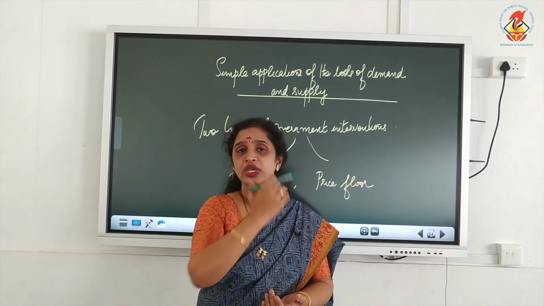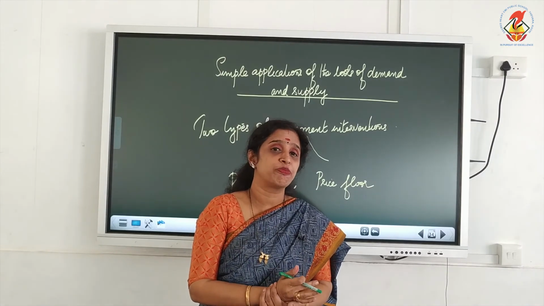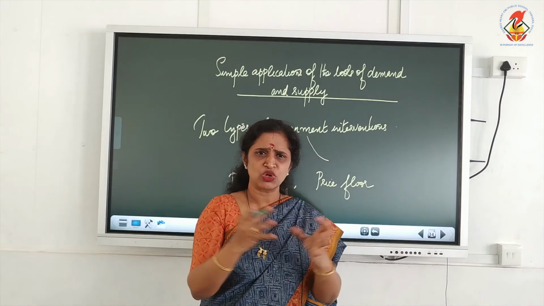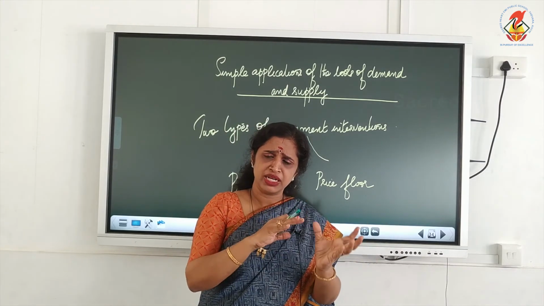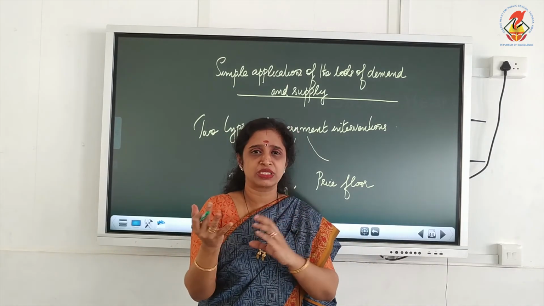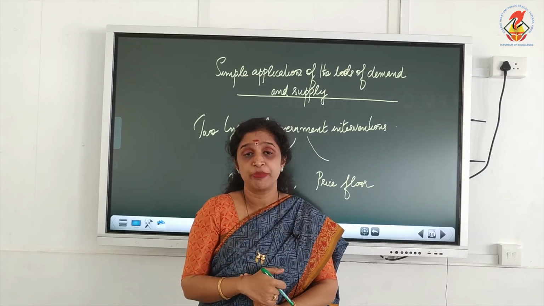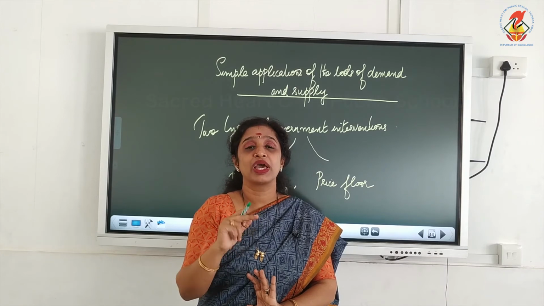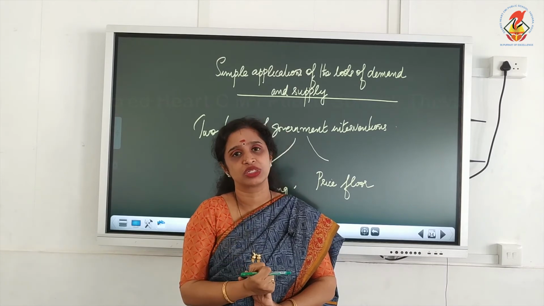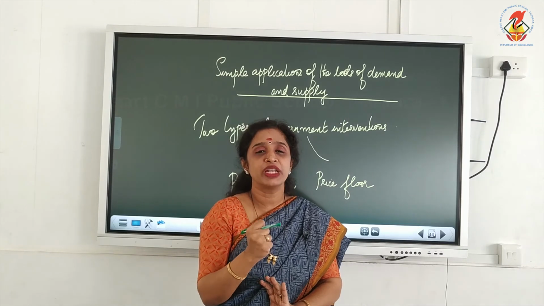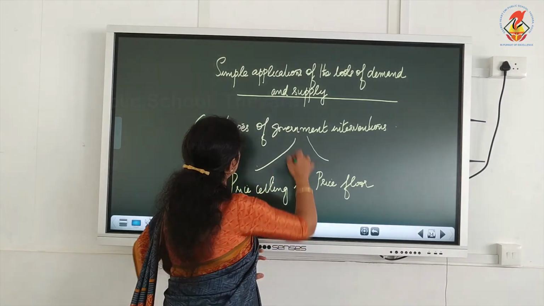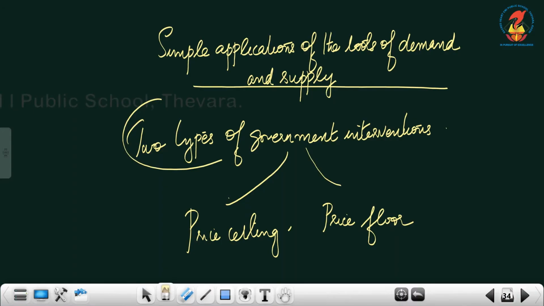Now, I told you the equilibrium price is determined at a point where market demand is equal to market supply. That happens automatically in the market, where demand and supply get adjusted with themselves and bring the equilibrium price. But in some situations, the adjustment of market demand and market supply will not work out. At that time, government has to intervene. So, the next topic that we are going to learn is the types of government intervention in fixing the price.